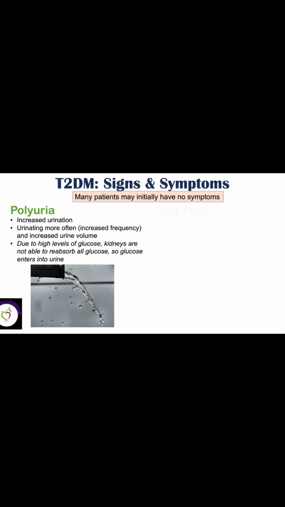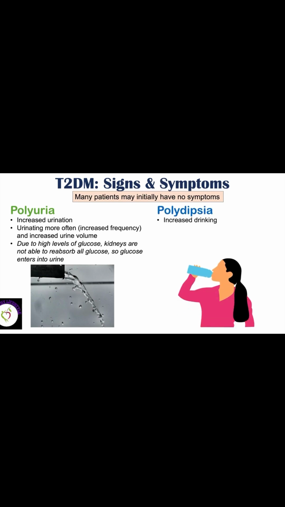Now, another related symptom of type 2 diabetes is polydipsia. So polydipsia means increased drinking. So polydipsia often presents with feeling very thirsty a significant amount of time. So the reason this occurs is because of increased urine losses. So because of all those increased urine losses from polyuria, patient feels dehydrated. They feel like they need to drink a lot more fluids. So this is the reason why we can see polydipsia along with polyuria.